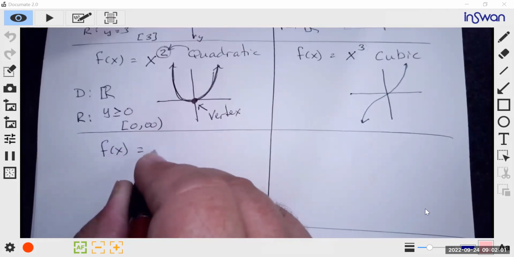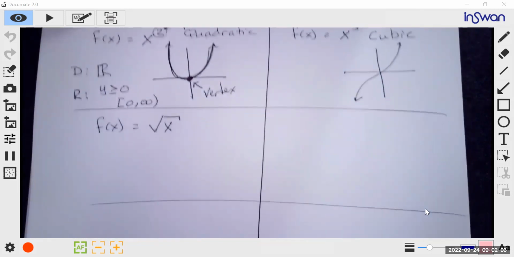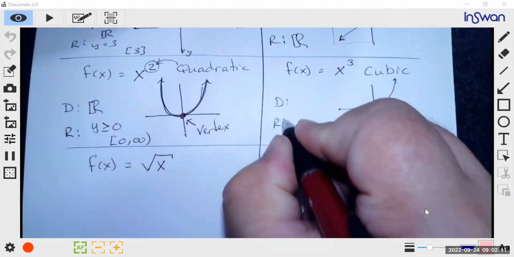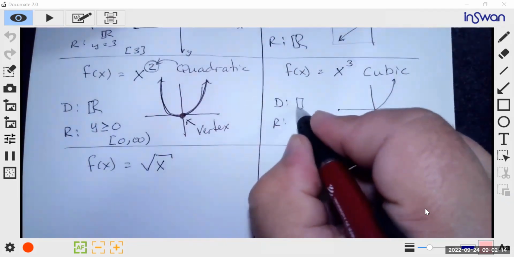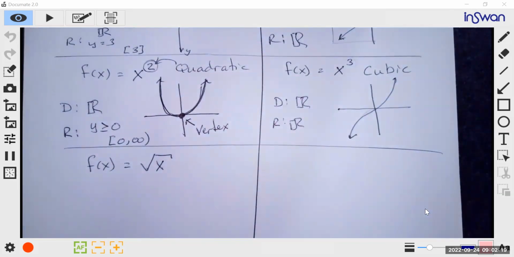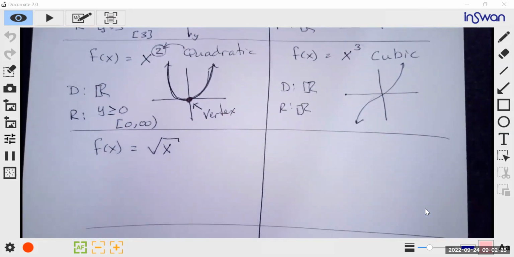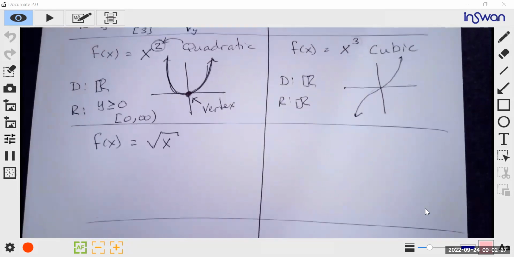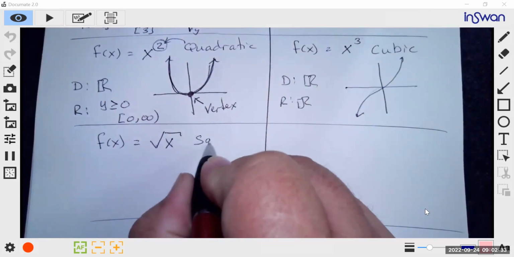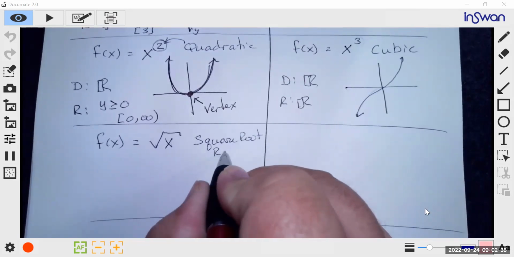The fifth equation, the square root of x. We haven't done domain and range. Yeah, both of these are all real numbers because it goes on forever in both directions. Okay, this is called a square root function, a square root radical.